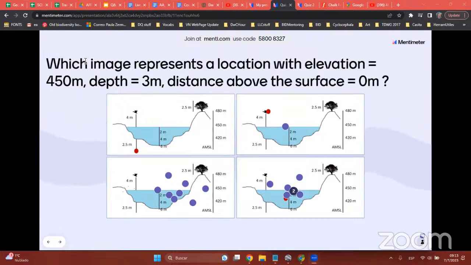Yeah, thank you, please. So what I want to know is, with regards to the fourth picture, because the reference point is sandwiched in between the surface that we have and below, if you are recording this in the database, do you leave the distance above the surface empty?